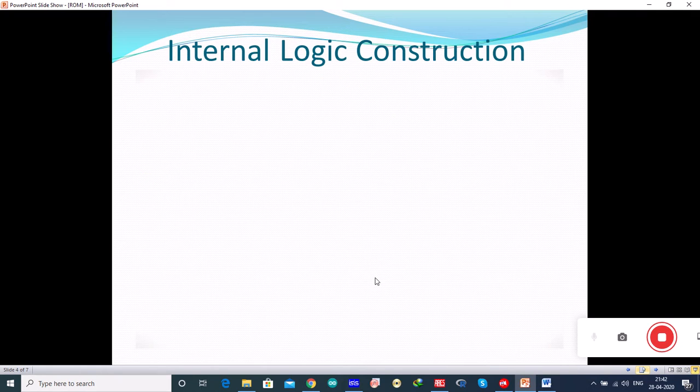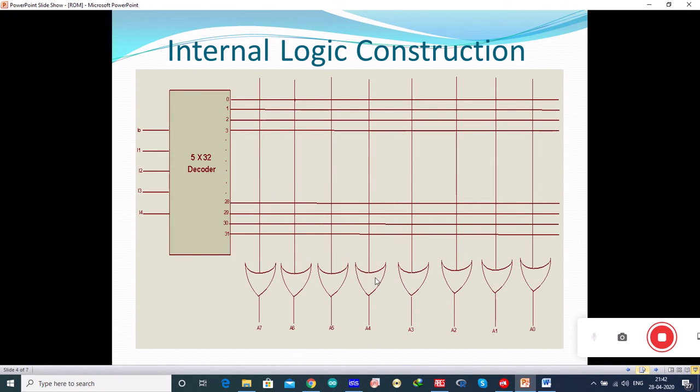Let us see how we construct the internal structure of the ROM. This is a 5 by 32 decoder which has 5 inputs and 32 outputs. I have not shown all the 32 connections here. The dots represent that you have all the 32 connections. So here you can see that the 5 inputs are decoded into 32 distinct outputs by means of a 5 by 32 decoder. Each output of the decoder represents a memory address.